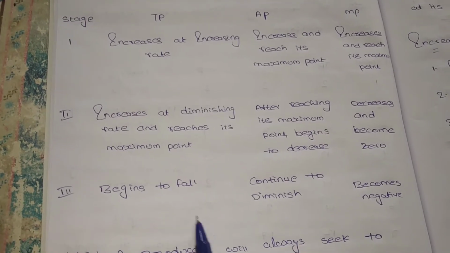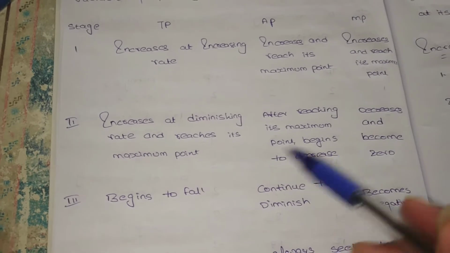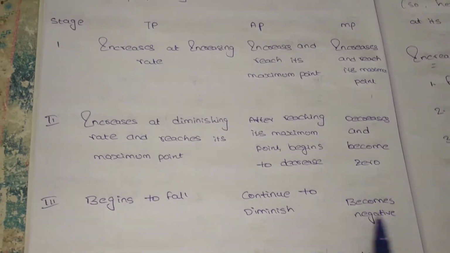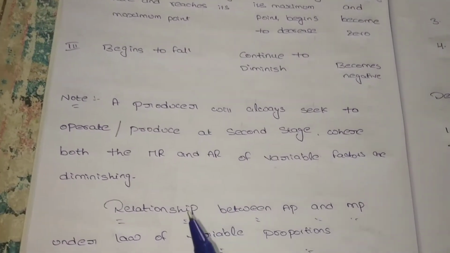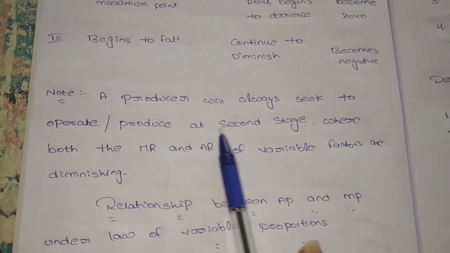Next, the total product in the third stage is falling, the average product, already diminishing in the second stage, continues to diminish, and marginal product becomes negative. This is the explanation of stage 1, stage 2 and stage 3. A producer will always seek to operate or produce at the second stage.